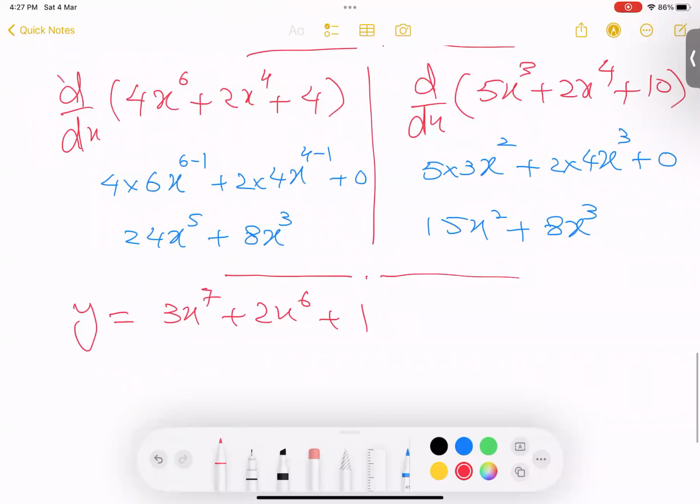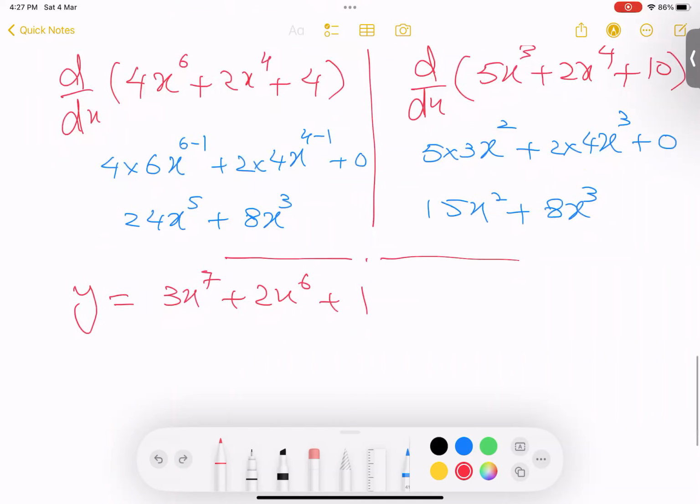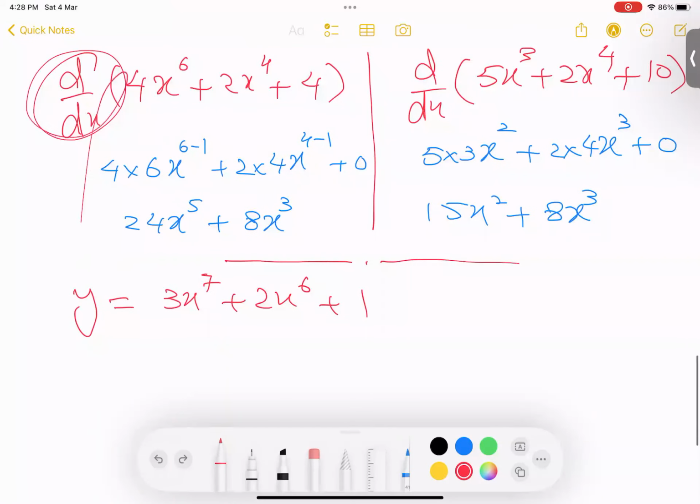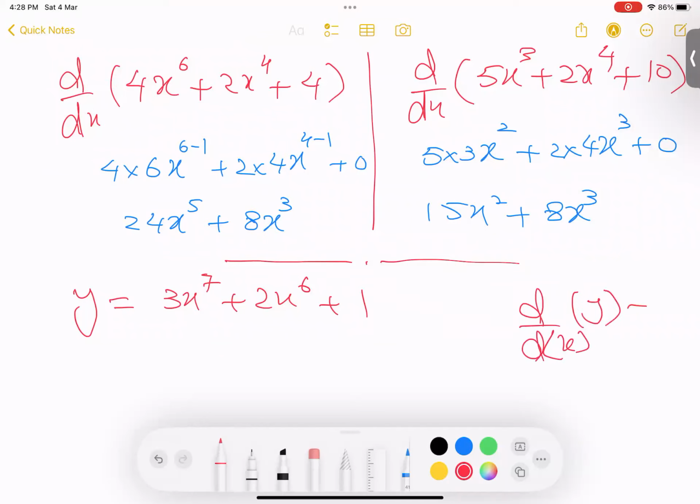Before, nothing was mentioned here, but now I'm writing a y function. So when I apply the operator on the right hand side, you know very well what to do. But when I apply the operator on the left hand side, what will it turn to be? When I apply the operator d over dx on y, it turns to be dy over dx. So dy over dx is the writing style.